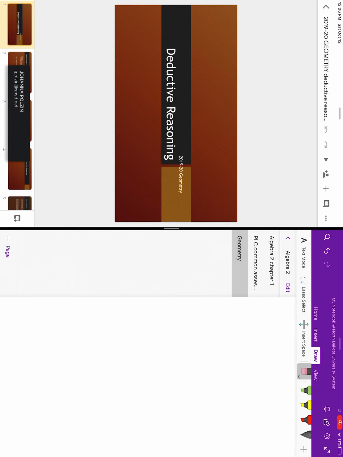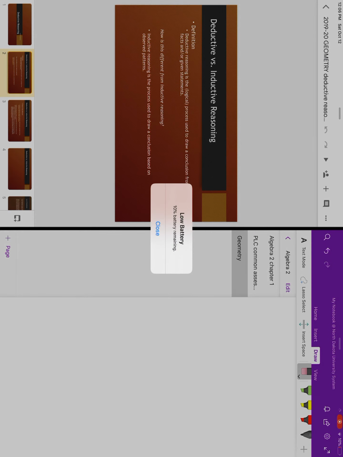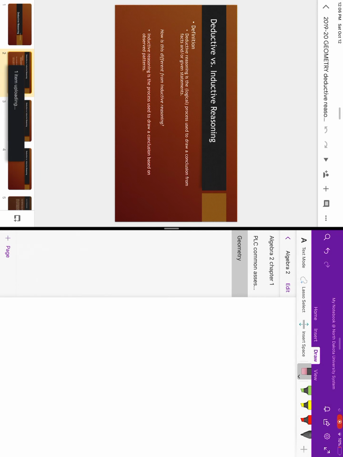So we've talked about inductive reasoning. Let's talk now about deductive reasoning. Deductive versus inductive reasoning. Deductive reasoning is based on logic and facts. And we can get those facts from given statements, even if the given statements aren't proven, which we'll talk about in a second. Inductive reasoning is a process that is used to draw a conclusion based on observed patterns, which we've already done. We've drawn conjectures.